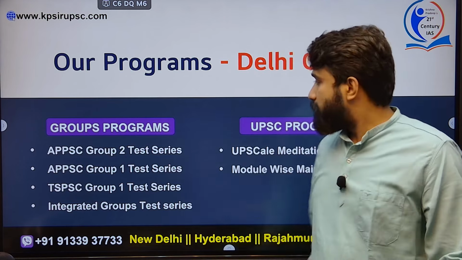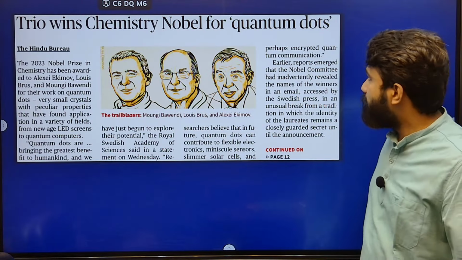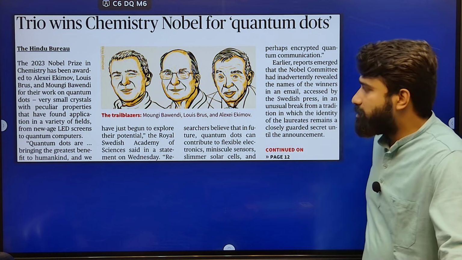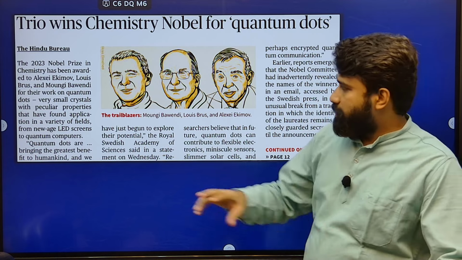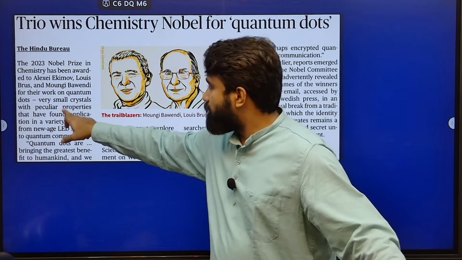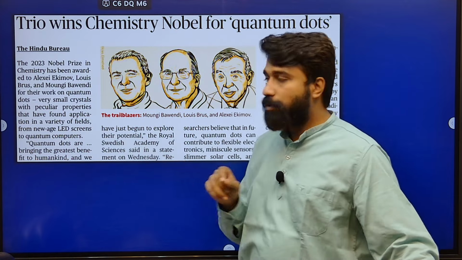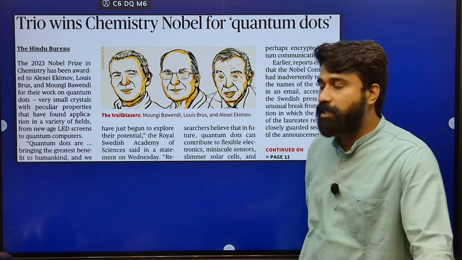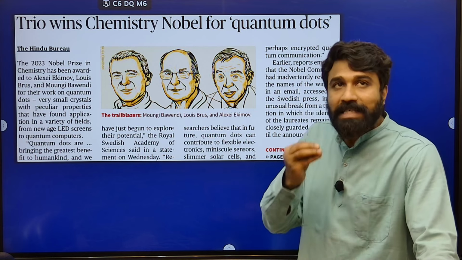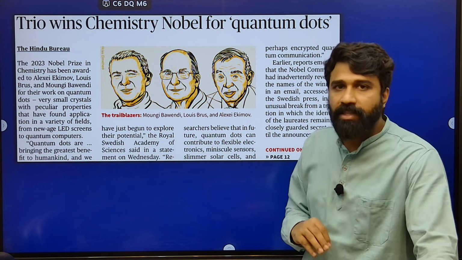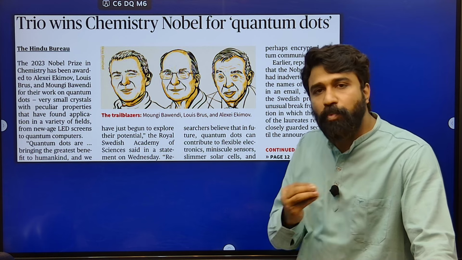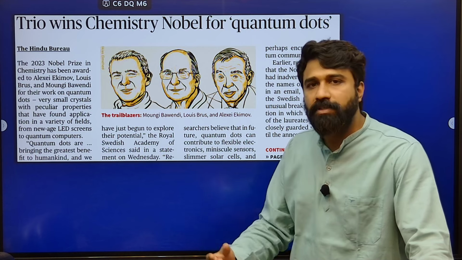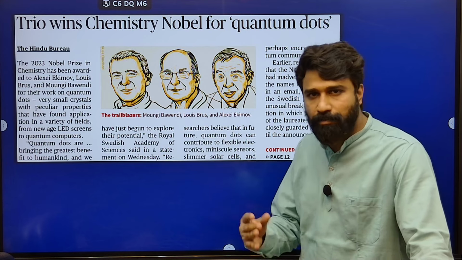So, coming to the first article as part of our C.A.R.E, it is about quantum dots. UPSC focuses only on the concepts. Here, what is a quantum dot? A quantum dot is a very small crystal with peculiar properties that have found application in a variety of fields, from new age LED screens to quantum computers. They are crystalline in nature, they can allow light to pass through, and they can emit a certain wavelength of the light after emerging out of this crystalline substance.